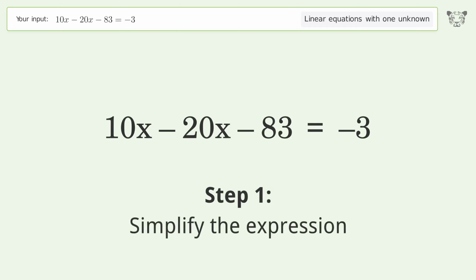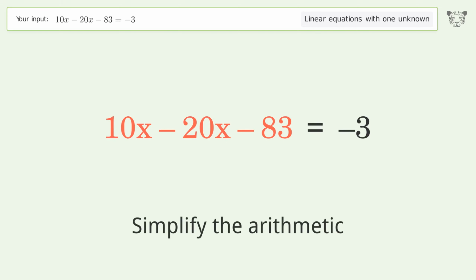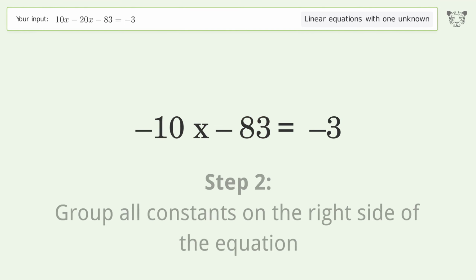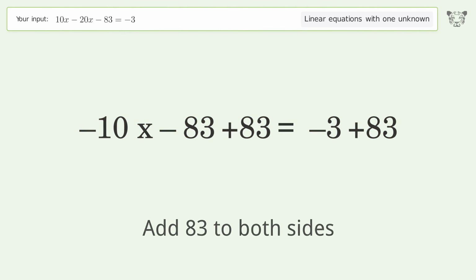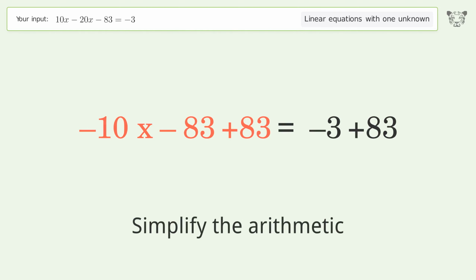Simplify the expression. Simplify the arithmetic. Group all constants on the right side of the equation. Add 83 to both sides. Simplify the arithmetic.